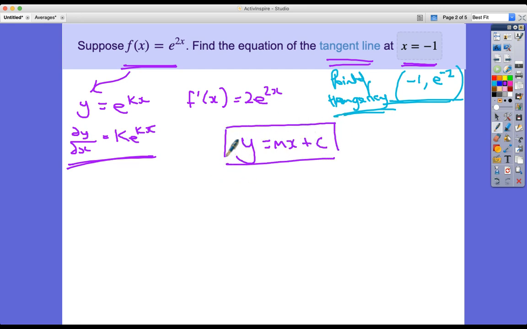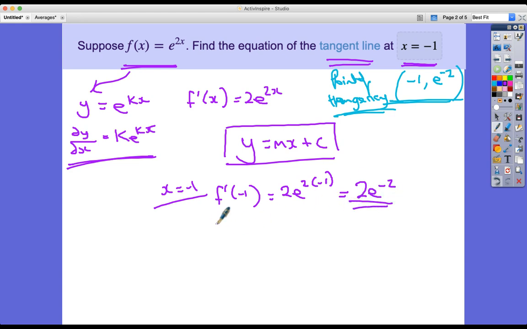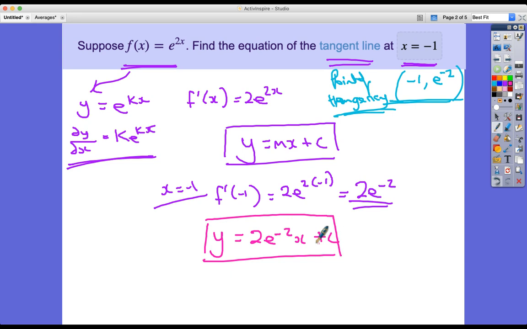Okay. So next job is to actually find the m value in my equation of the tangent. I've got plenty of room now to play with. x equals -1. So if I put that into the gradient function, I'm going to get 2e to the 2 times -1, which equals 2e to the -2. Right, so I can go and put that in now, and I've got y equals 2e to the -2 x plus c. Almost there. Okay, so this is my m.